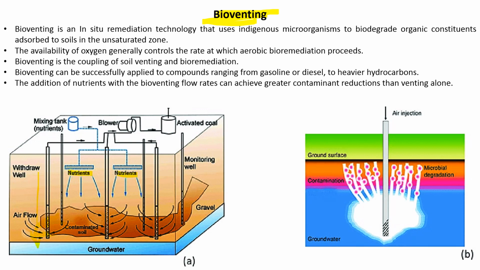Only difference, or one of the major differences, is that it reaches much deeper contaminated sites which are near to your groundwater table. So this is again a variation of biostimulation, and this also ensures that indigenous microorganisms are available to biodegrade organic constituents. The difference between biostimulation and bioventing will be its unsaturated source. So the depth is much higher in bioventing than biostimulation. Okay.